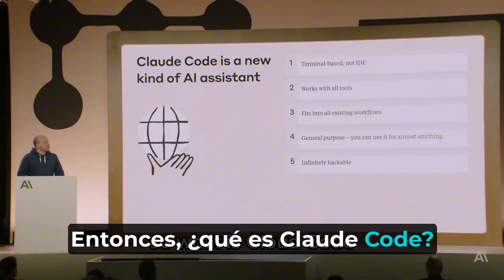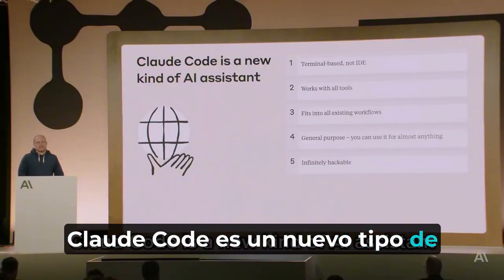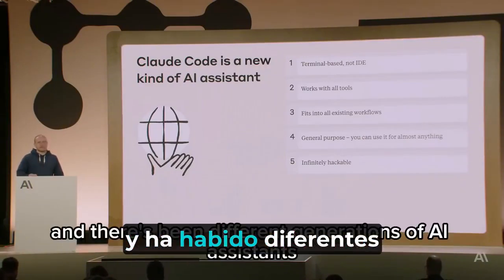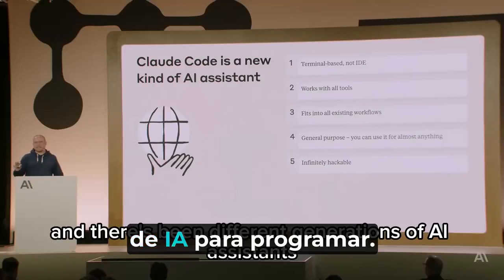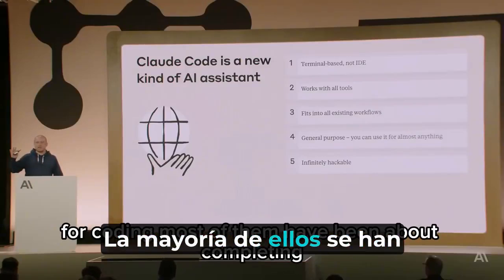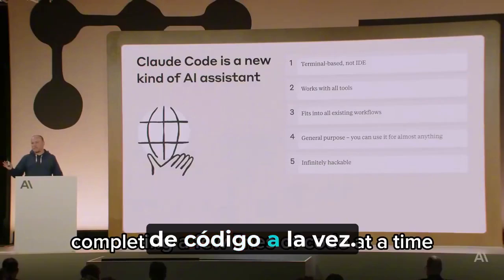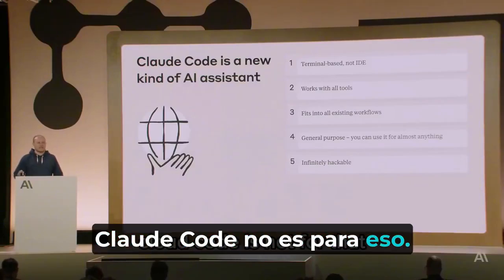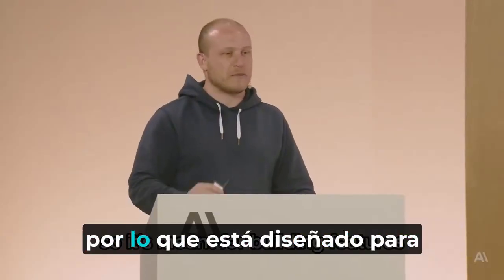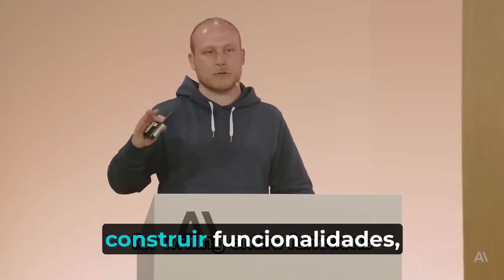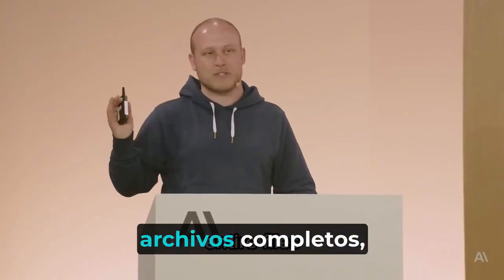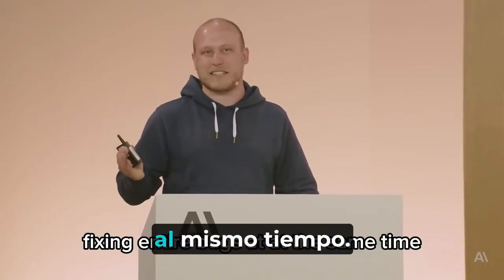So what is Claude Code? Claude Code is a new kind of AI assistant, and there have been different generations of AI assistants for coding. Most of them have been about completing a line at a time, or a few lines of code at a time. Claude Code is not for that. It's fully agentic. So it's meant for building features, for writing entire functions, entire files, fixing entire bugs at the same time.